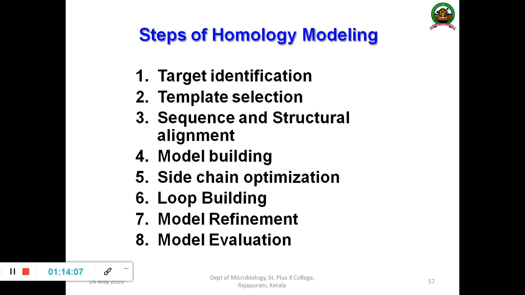Then what are the steps of homology modeling? There are many steps, but the main important ones are target identification, selection of the template, sequence retrieval, model building, side chain optimization, building the loops, refinement of the model, and finally evaluating the model. So these are all the steps. We will discuss this in detail.